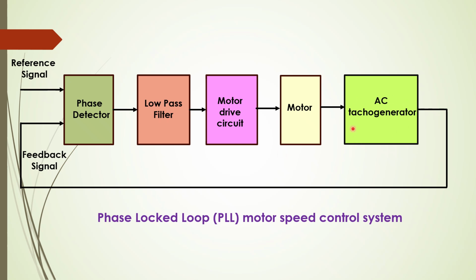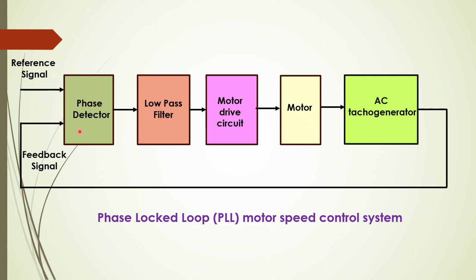We have a tacho generator here which is going to sense the speed of the motor and feed it as a feedback signal, and it will be compared with the reference signal. The frequency and the voltage of the motor is detected and it is compared by the phase detector here. The phase detector is like a comparator which is going to check the feedback, or the motor's actual speed and frequency, and it detects whether there is a phase difference or not.